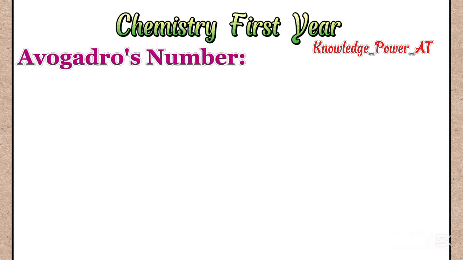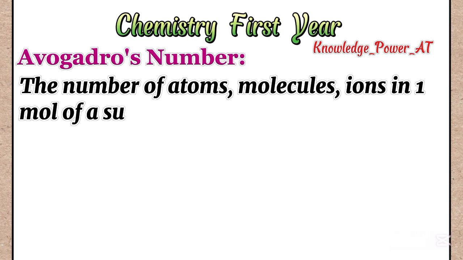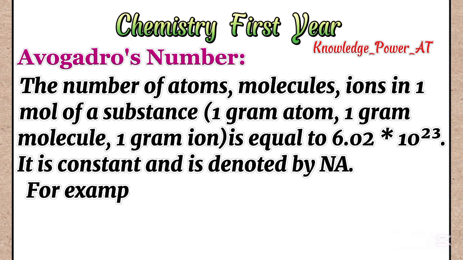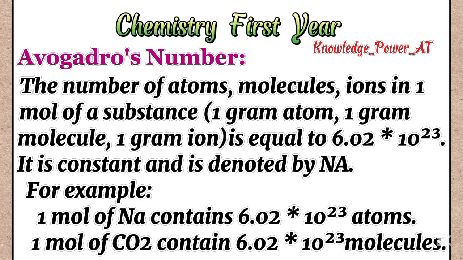Avogadro's number. The number of atoms, molecules, or ions in 1 mole of a substance. 1 gram atom, 1 gram molecule, 1 gram ion is equal to 6.02×10^23. It is a constant and is denoted by N_A. For example, 1 mole of Na contains 6.02×10^23 atoms. 1 mole of CO2 contains 6.02×10^23 molecules.